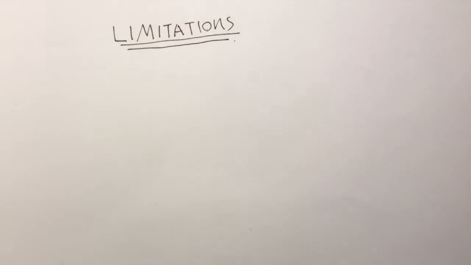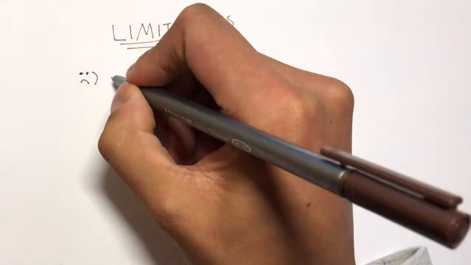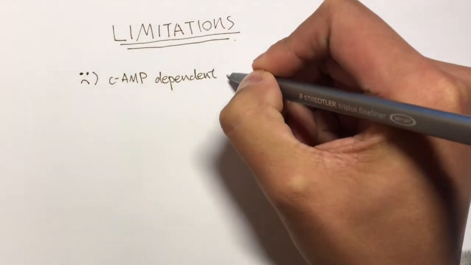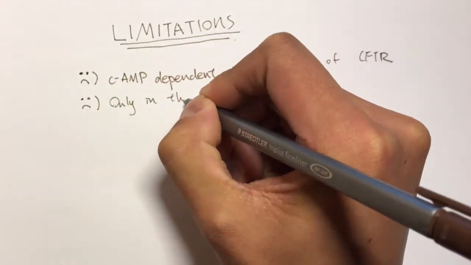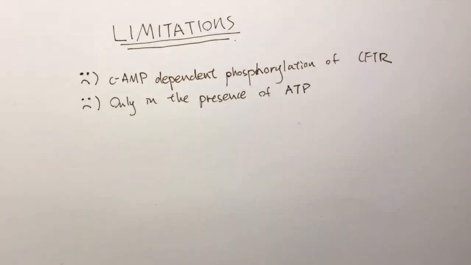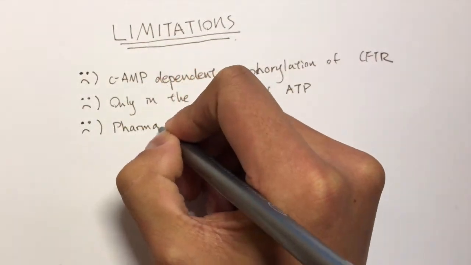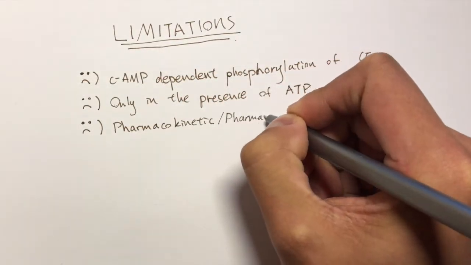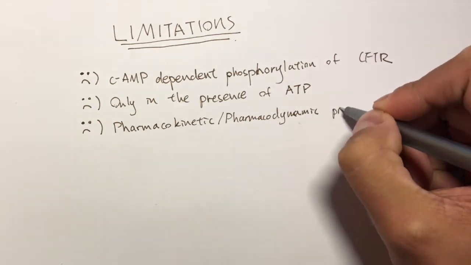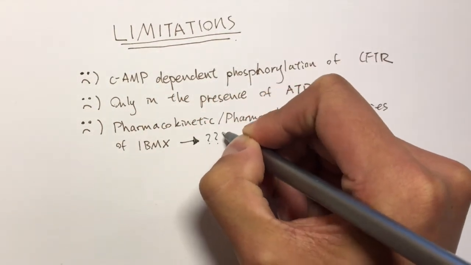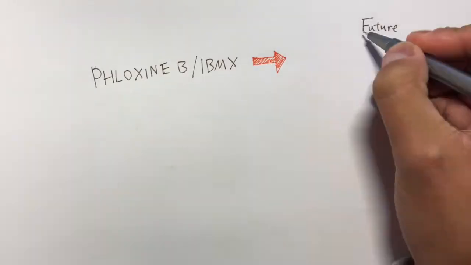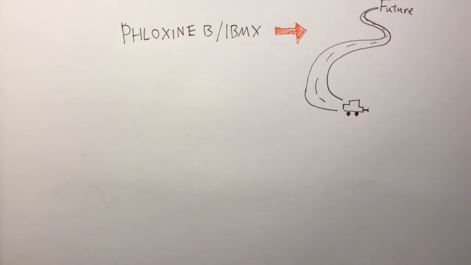Limitations include that cAMP-dependent phosphorylation of CFTR is a prerequisite for Floxin B to augment channel activity. Floxin B only works in the presence of ATP and its action is voltage-dependent, thus it would be problematic if external chloride ion concentrations were dramatically reduced. The exact pharmacokinetic and pharmacodynamic mechanism and properties of IBMX in prevention of ATP dissociation are yet to be fully elucidated. We believe Floxin B and IBMX is the future for treating cystic fibrosis.